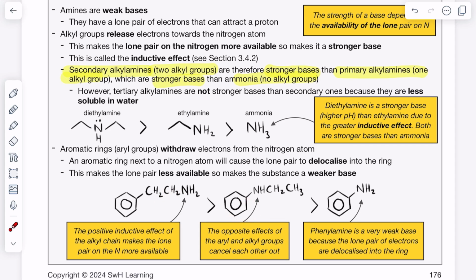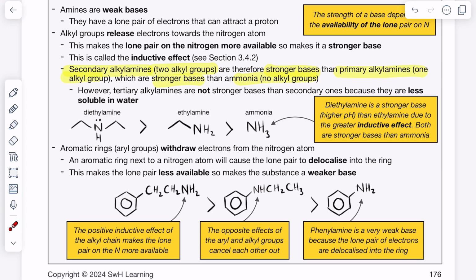We've got a different layout here. Now here, the aromatic ring, the aryl group, will start withdrawing electrons from the nitrogen atom in this direction. The electrons from the alkyl group over here will be releasing electrons towards the nitrogen atom. So if you think about these two effects, they are acting in opposite directions, so they'll actually cancel each other out. And then finally, phenylamine is a very weak base, and that's because you don't have alkyl groups and you have your aryl group, your aromatic ring, actively withdrawing electrons from the nitrogen atom, making that lone pair of electrons less available.